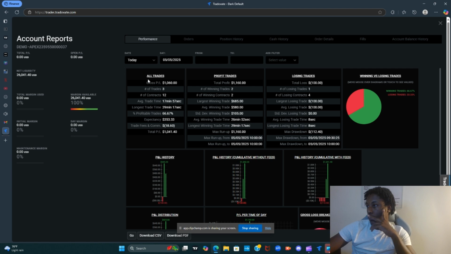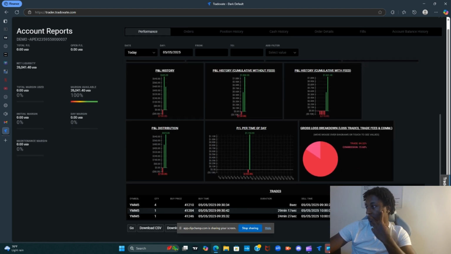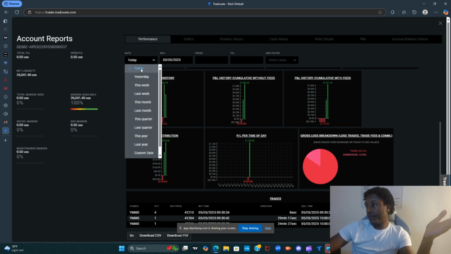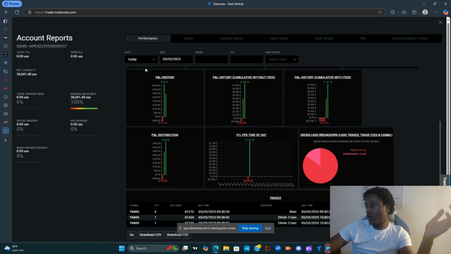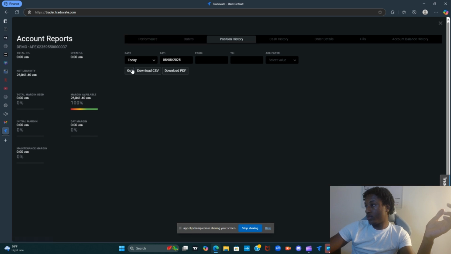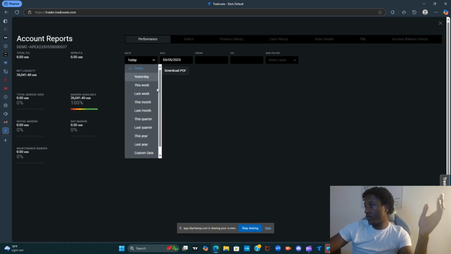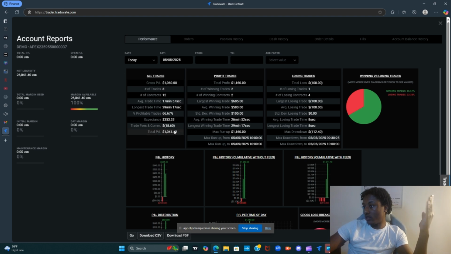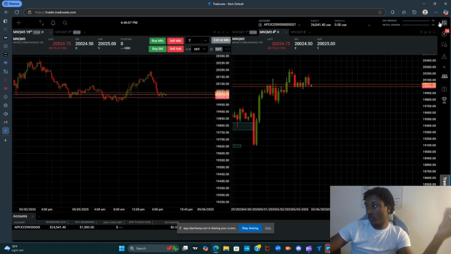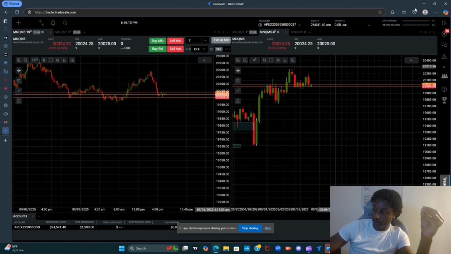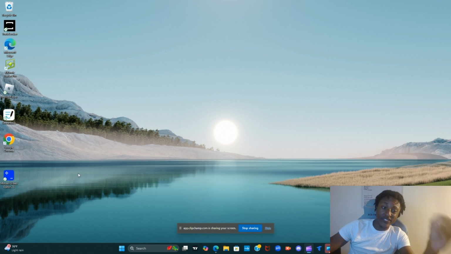So today, this trade made us $1,000, as you can see. So let's go to orders, position history. We have this trade right here. Netted us $1,000. Let's go, guys. Y'all can see total P&L $1,041. That's the trade we took. This is a funded, it's an EV evaluation.